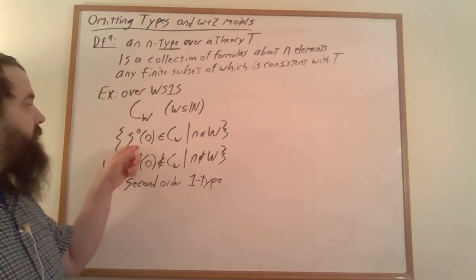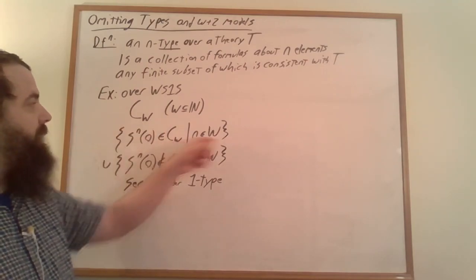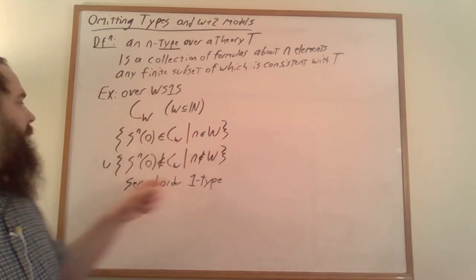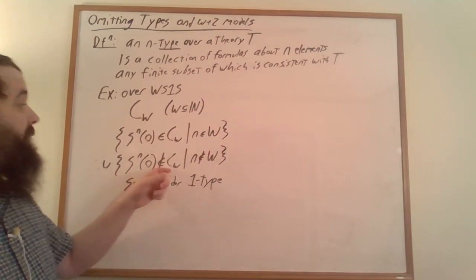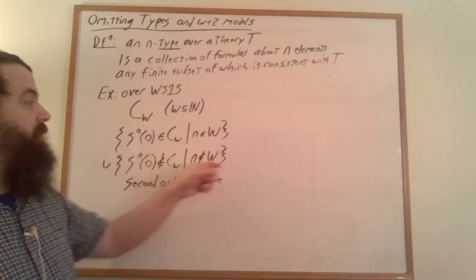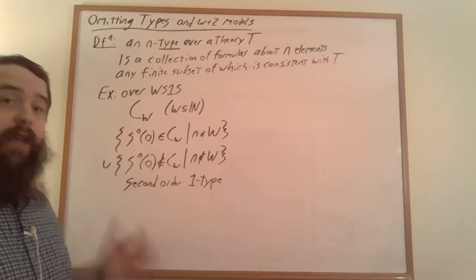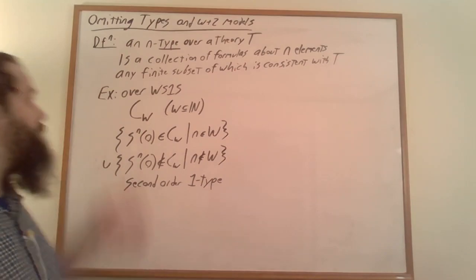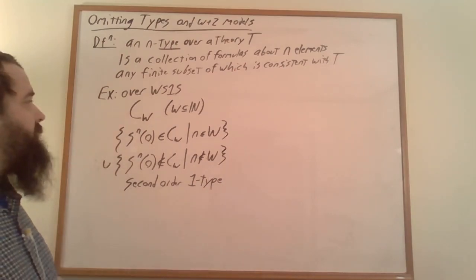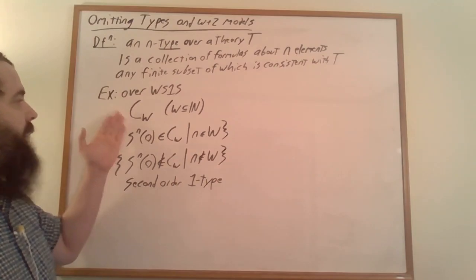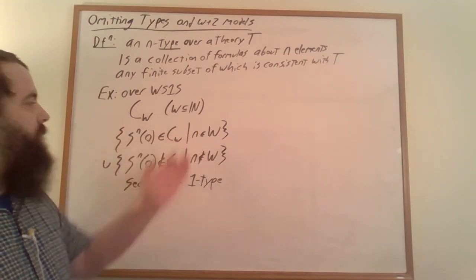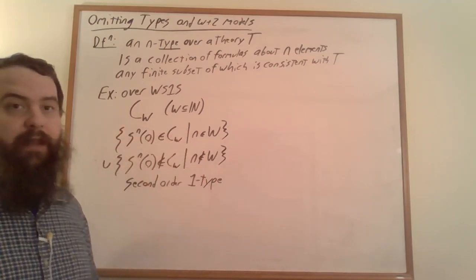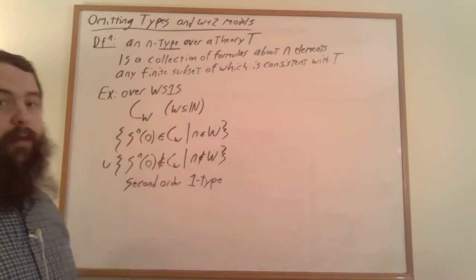The nth successor of 0 is in this set here if n is in our set W, and the nth successor of 0 is not in this set here if n is not in W. And so together, this collection of formulas, when we construct a non-standard model that has an element given by this constant symbol here, requires that element to contain exactly the natural numbers that we'd like it to contain, exactly those in the set W.